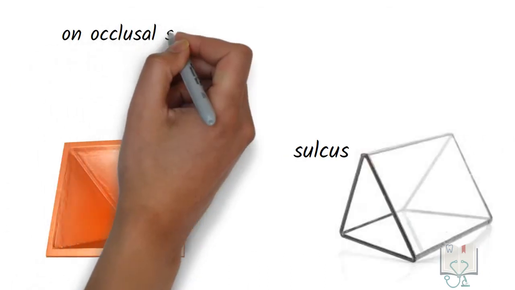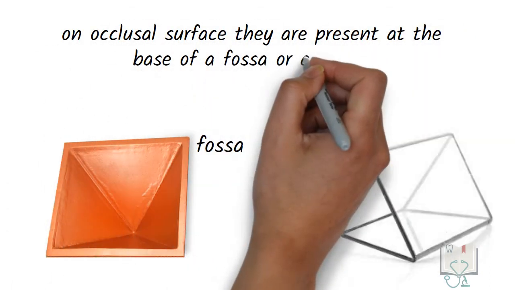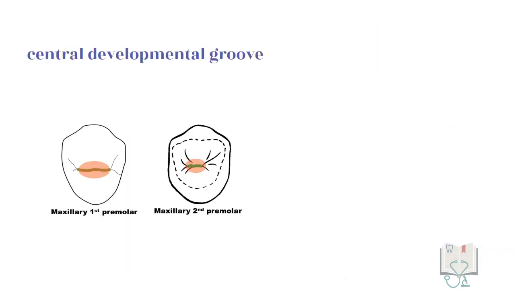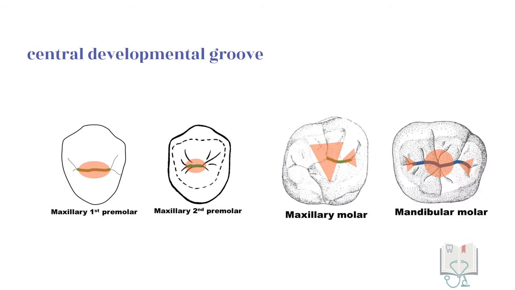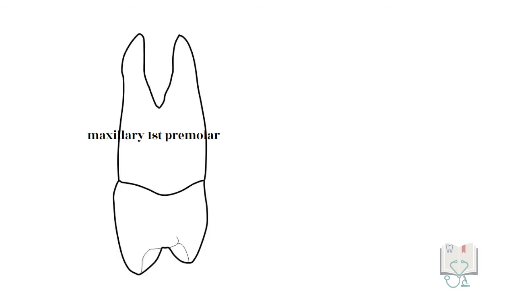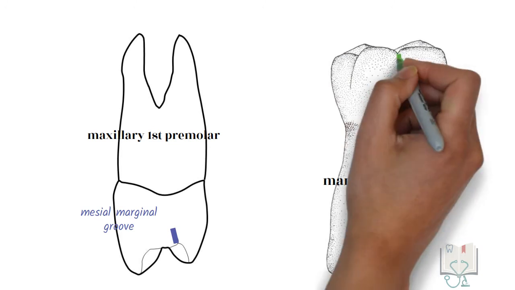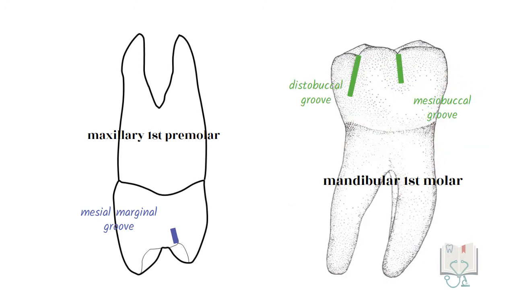On occlusal surface, they are present at the bottom of a sulcus or fossa. Like the central groove in maxillary premolars, in maxillary molars and mandibular molars. Whereas on other surfaces, they may not be present in any prominent depression. Like mesial marginal groove in maxillary first premolar, mesiobuccal groove and distobuccal groove in mandibular first molars.